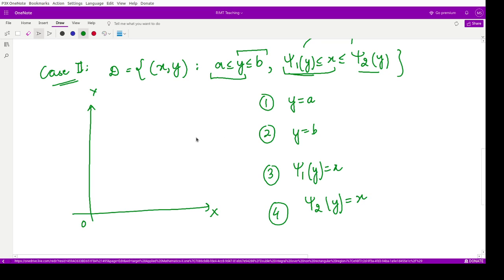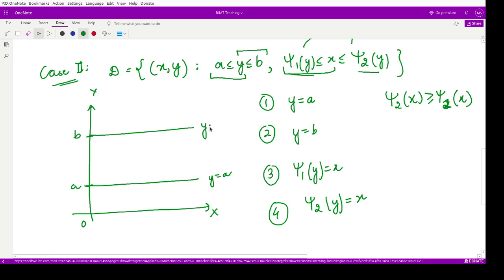So corresponding to, say this is some point A and this is some point B, again we say psi 2 x is always greater than or equal to psi 1 of x at all points, right? So y is equal to a would be this line, straight line parallel to x-axis. y is equal to b, this is y is equal to a, and y is equal to b again is going to be the straight line parallel to x-axis.